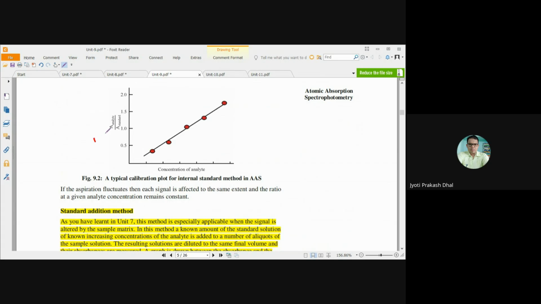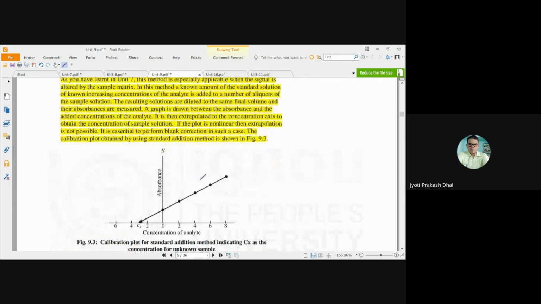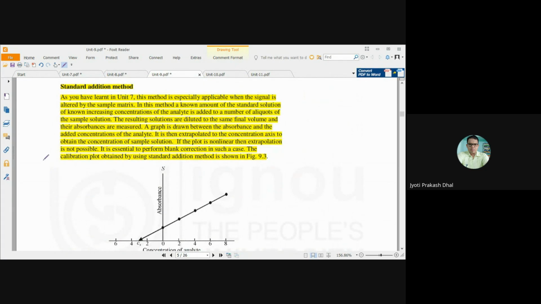So this is absorbance of the analyte versus absorbance of the standard, and the x-axis is the concentration of the analyte. Now, the standard addition method. This method is especially applicable when the signal is altered by the sample matrix.